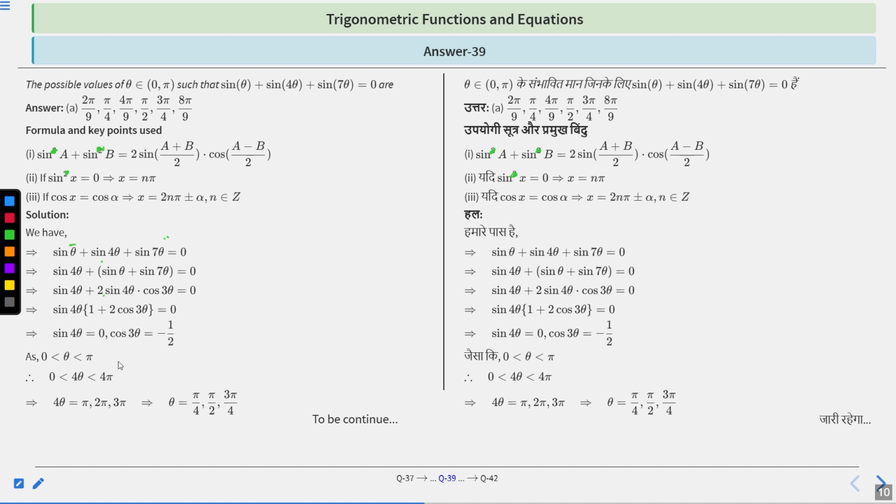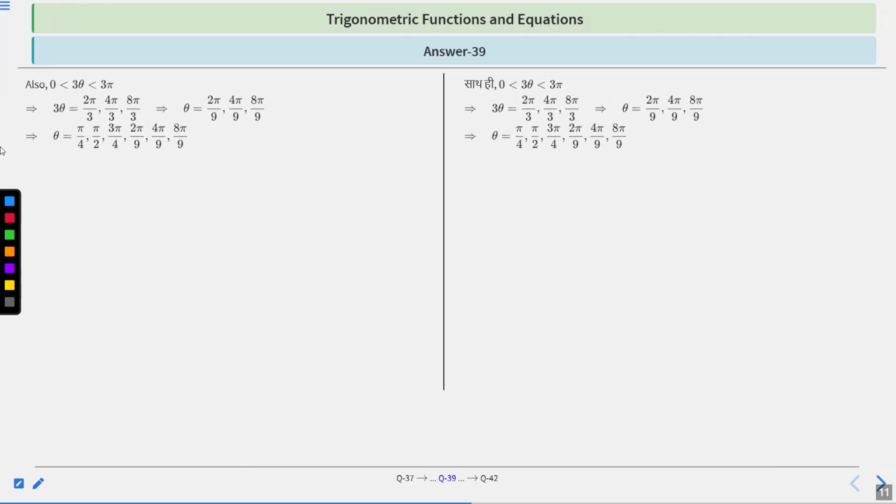Multiple of pi. And 4 theta is between 0 to 4 pi, therefore 4 theta should be pi, 2 pi, and 3 pi. Therefore, theta should be pi by 4, pi by 2, and 3 pi by 4, right? Now, also, 3 theta should be between 0 to 3 pi, and therefore 3 theta will be equal to 2 pi by 3, 4 pi by 3, 8 pi by 3. This implies theta is equal to 2 pi by 9, 4 pi by 9, 8 pi by 9, right?